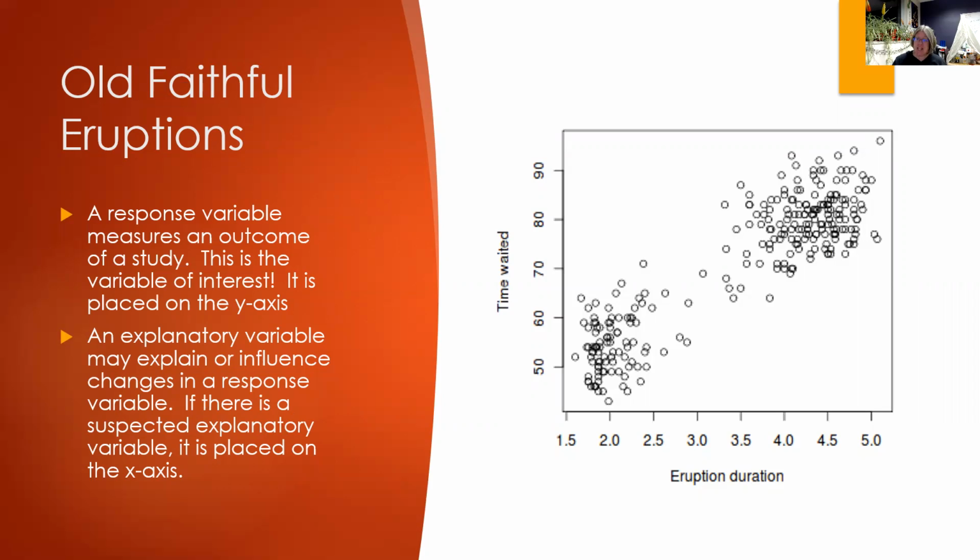Now, if we think that there is one of these two variables that can predict the value of the other variable, then we would want to put the explanatory or predictor variable along that independent axis and the response variable on that vertical or dependent axis.